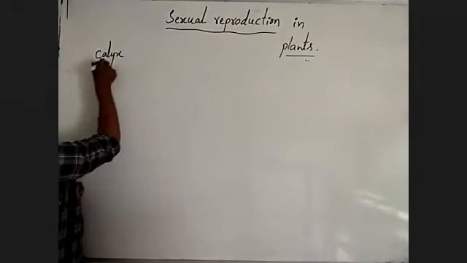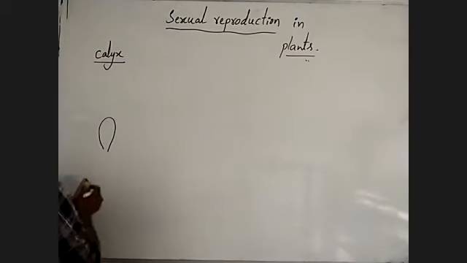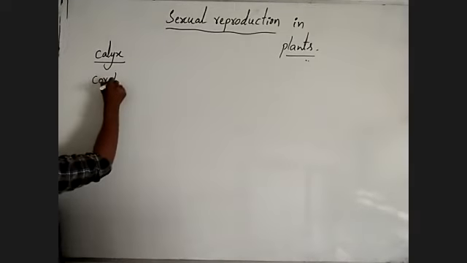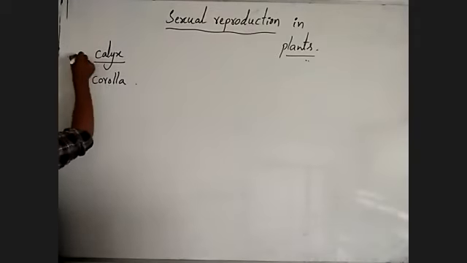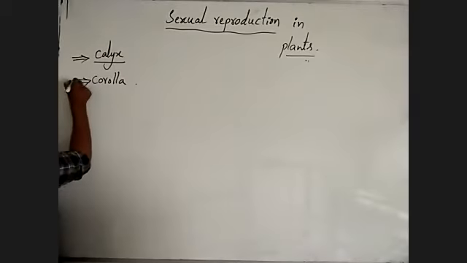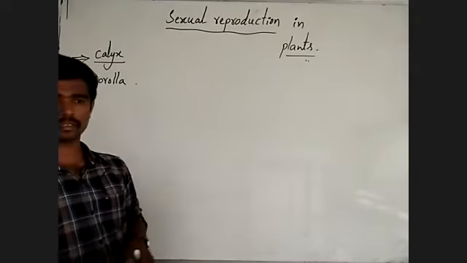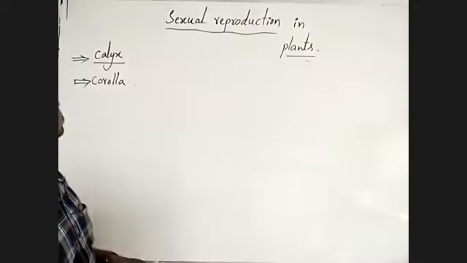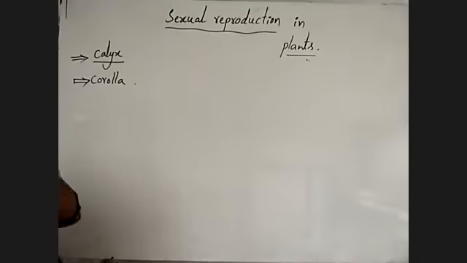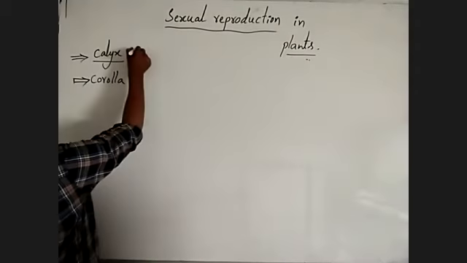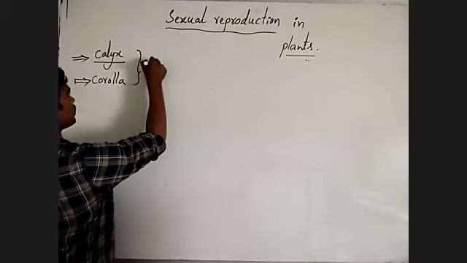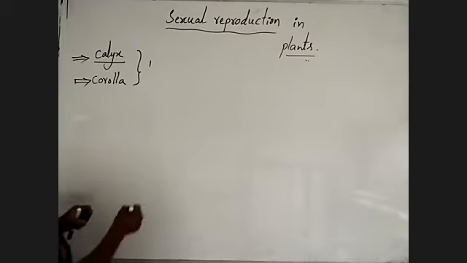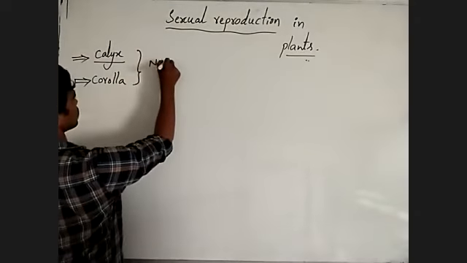What? Calyx. Next, from the second whorl is the corolla. Okay, observe carefully. Next, androecium. These two are already discussed. Non-essential floral pods. Okay, these are non-essential.